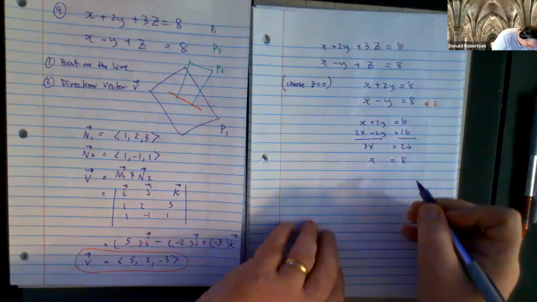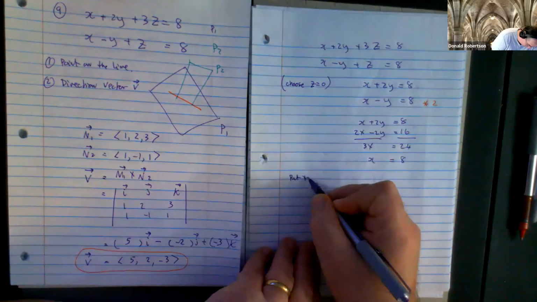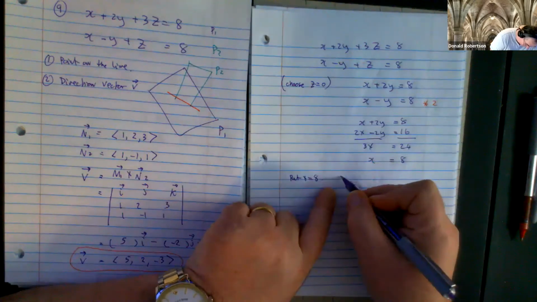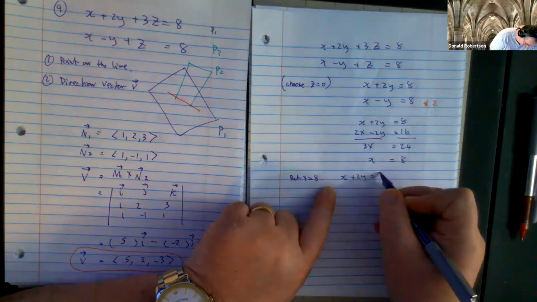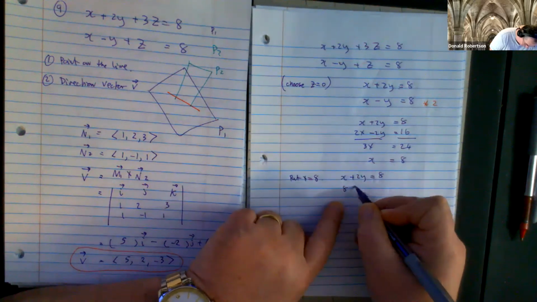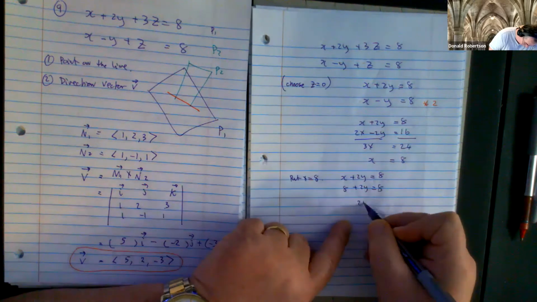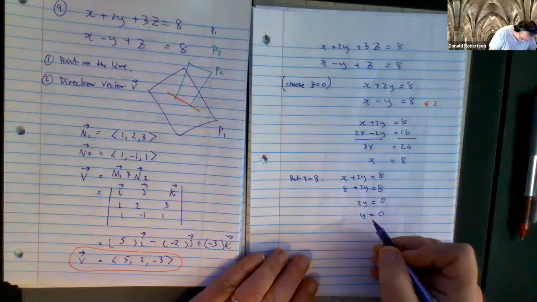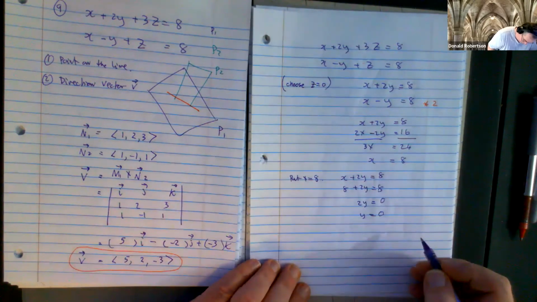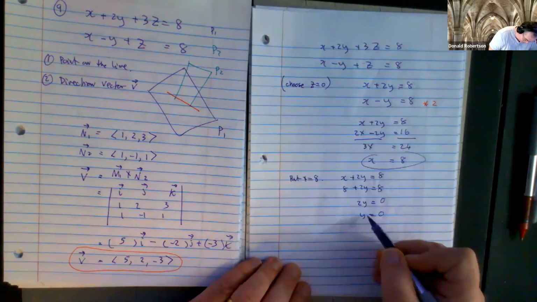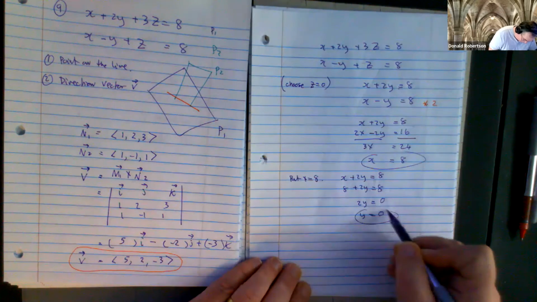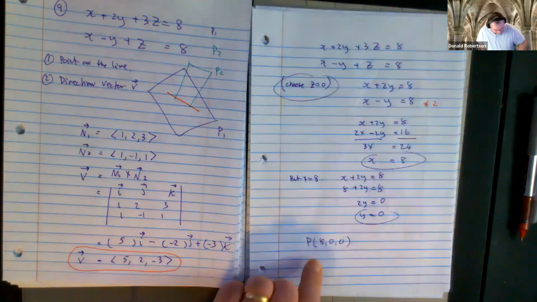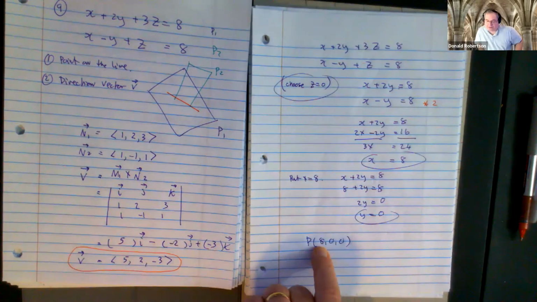Now, once I know what x is, I can put x equals 8 into, say, this one. So 8 plus 2y is 8. So 2y is 0. So y is 0. Now I have a point. X is 8, y is 0, z is 0.